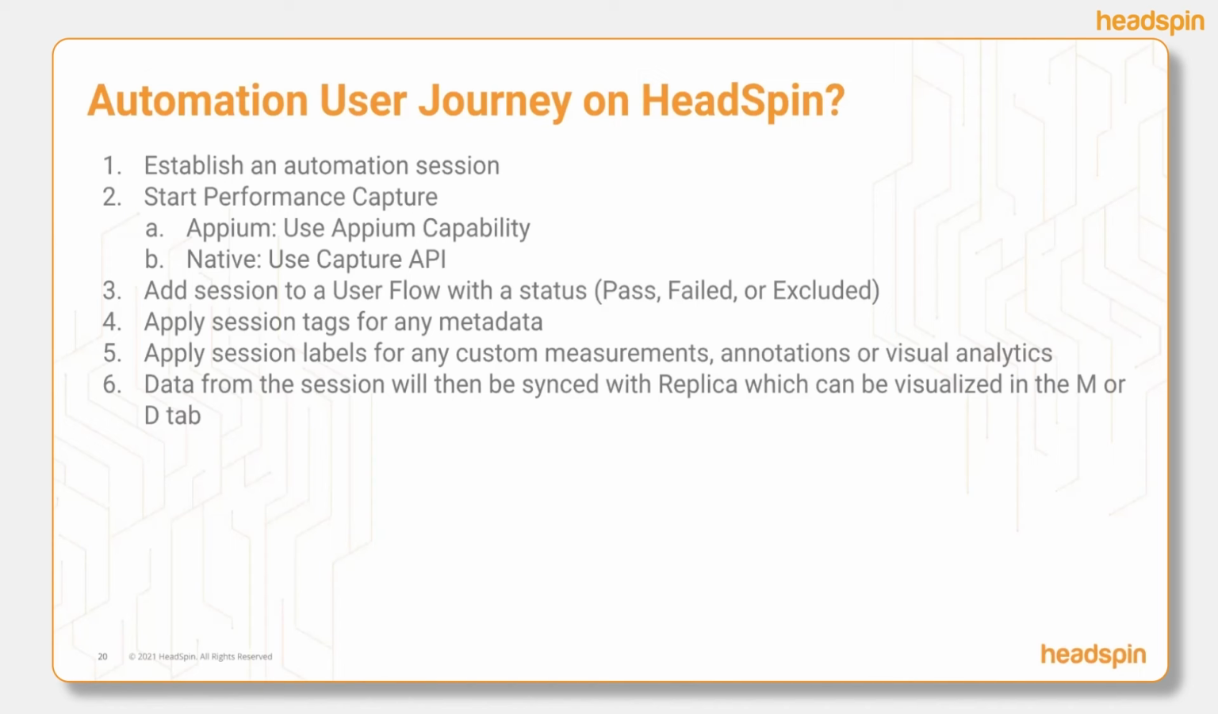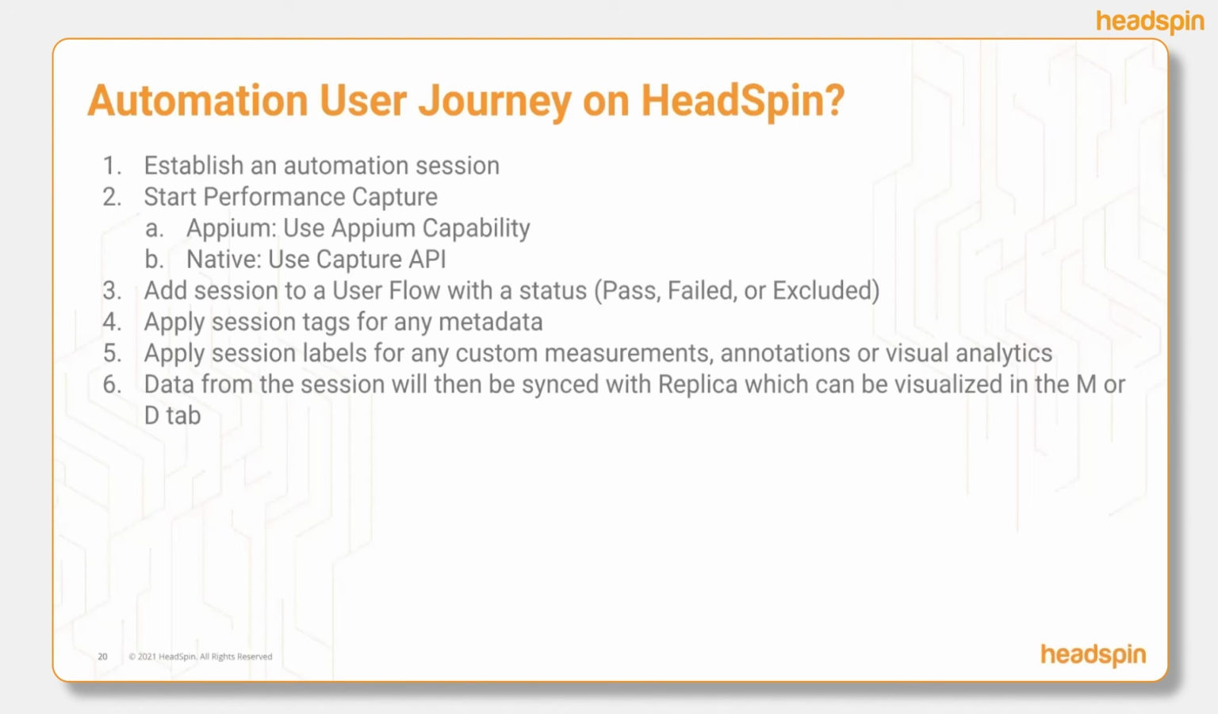There could probably be a couple more steps before that if we're talking about plugging it into CI/CD. That could be checking for device availability, but at a very straightforward position, this is how we should be enabling our customers to run automation on HeadSpin, right?